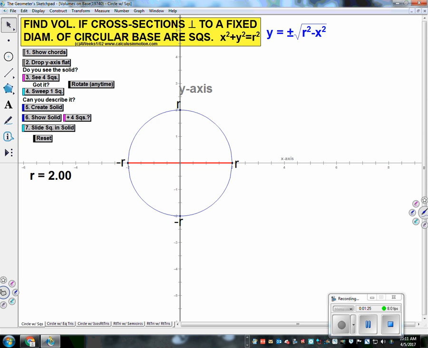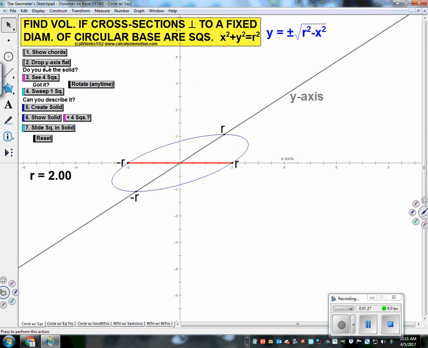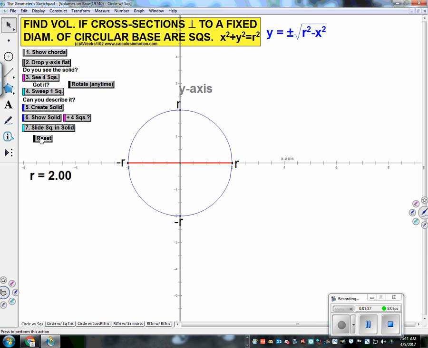So I'm going to drop the axis so that we can see our function on a flat surface. Before I go back, let's bring that back up. I'll just reset. There we go. There are two functions that form here. One of the functions would be y equals the square root of r squared minus x squared. And in this case, it looks like our r is set at 2. So it's a circle equation.